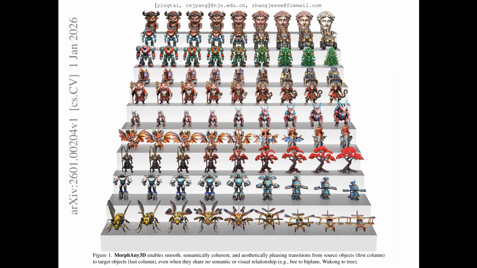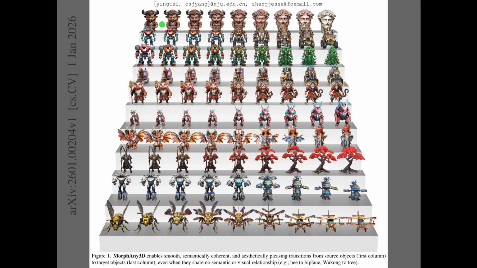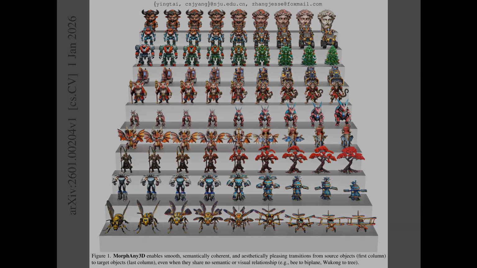So Figure 1 presents a gallery of these morphing sequences to illustrate the results. Each row tracks the evolution from a source object on the far left to a target on the far right. Take the bottom row, for example, where a bee morphs into a biplane. Notice how the organic wings transition seamlessly into mechanical ones. Or look at the third row from the bottom, where a character transforms into a tree. These examples demonstrate the method's capacity for smooth transitions between completely unrelated categories.